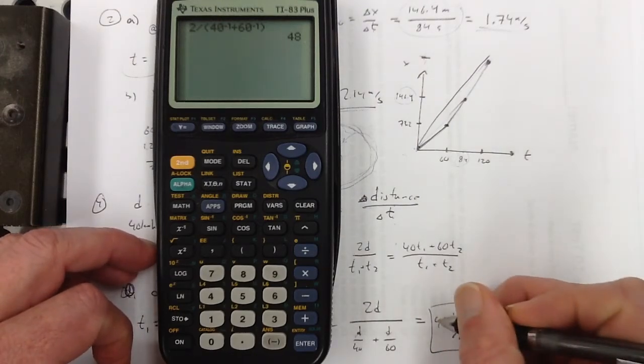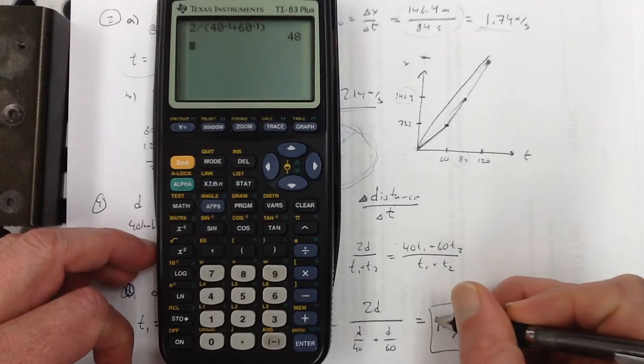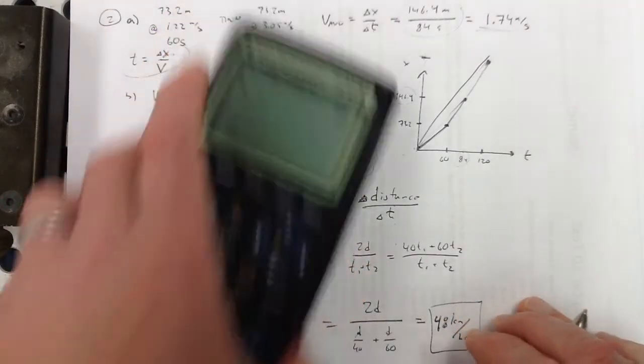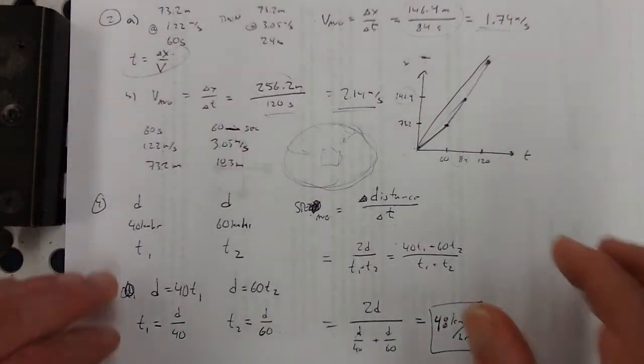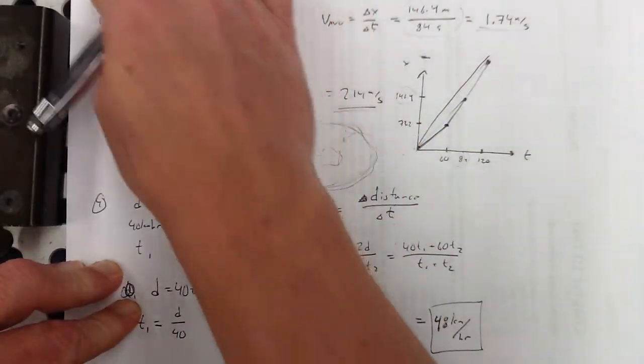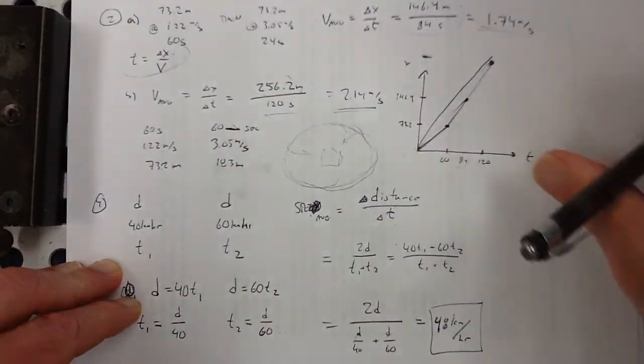And if you just looked at that problem and you're like, oh, that's easy, it's 50, because that's the average of 40 and 60, then shame on you. You shouldn't have done that. Not after yesterday's homework. All right. Good talk.